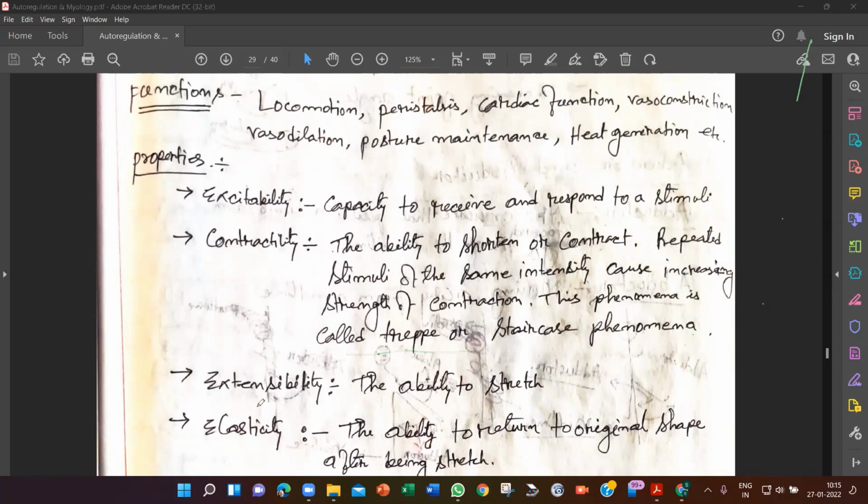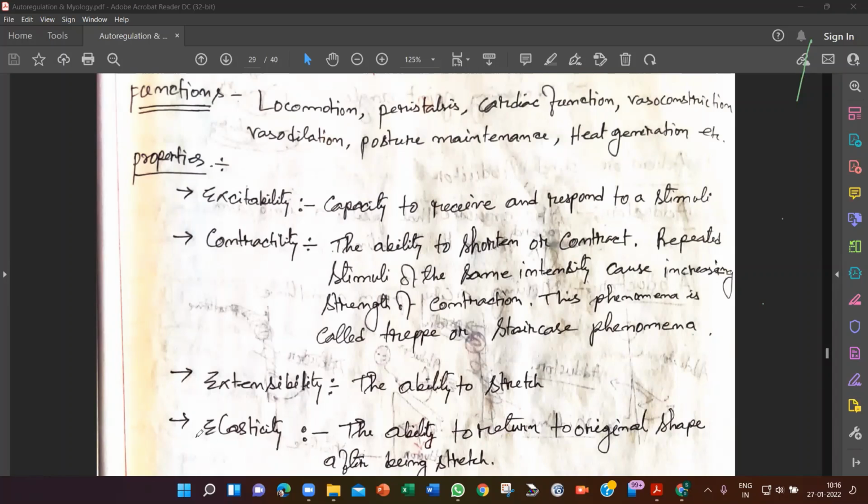Then extensibility, the ability to stretch. When the blood moves in the blood vessels, the muscle in the blood vessel will be stretched. Extensibility is also a property of muscle. And elasticity, the ability to return to original shape after being stretched. We mostly see this in blood vessels: when the ventricle pumps blood to the aorta, it is stretched out and again comes back to its size, which helps in the movement of blood in the vessels and also maintains the blood pressure.